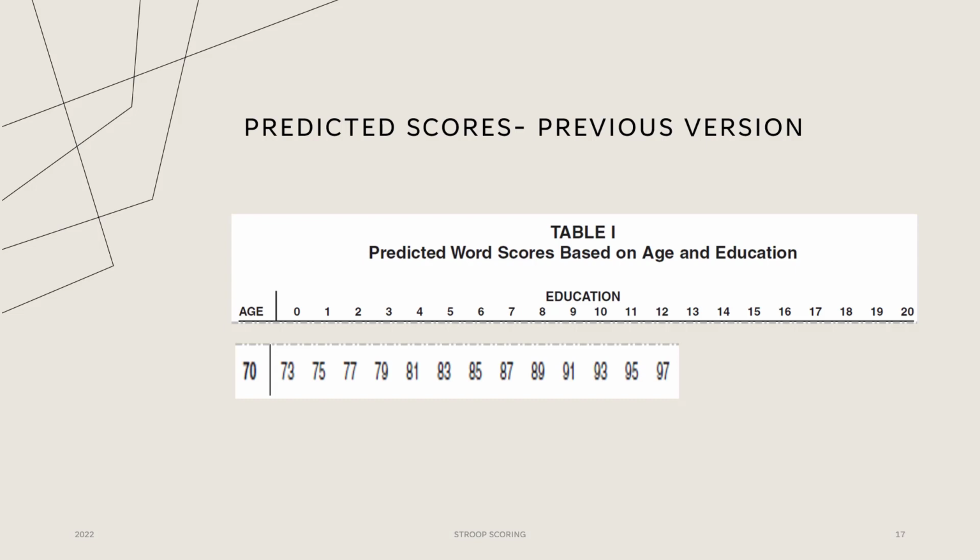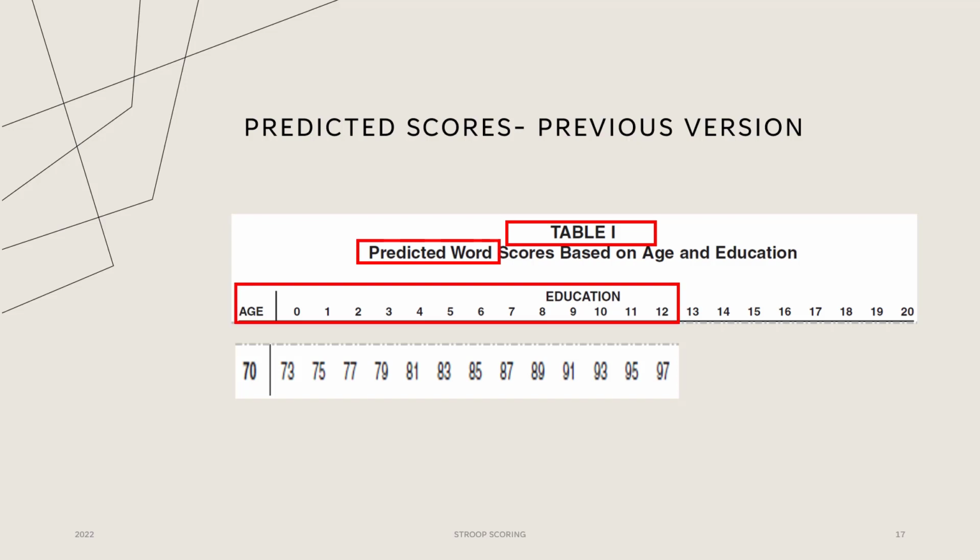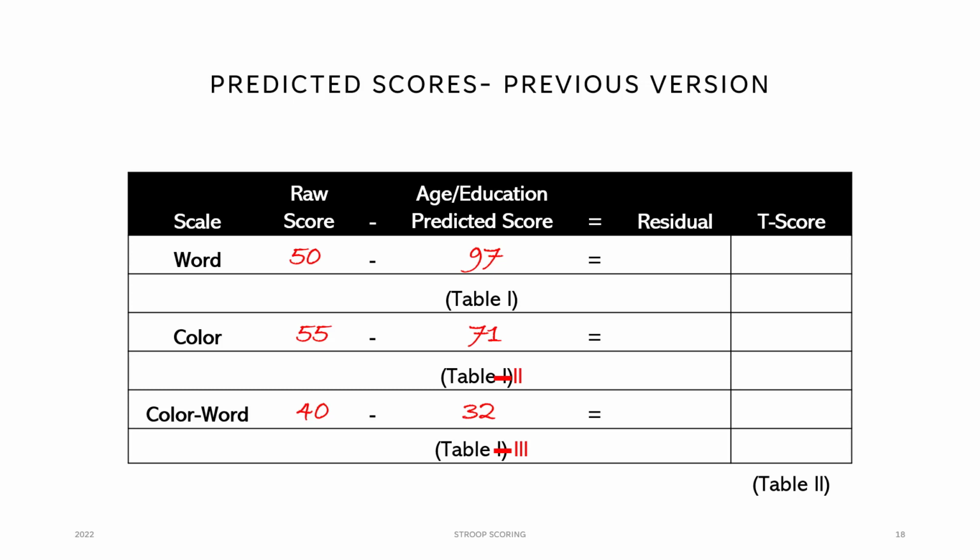And then, as I mentioned, if you were using the previous version of the test, each score is listed on a different table. So table 1 lists the predicted word scores. These are based on age and education. And as I noted, it's by the year. So age 12 corresponds to a high school graduate. So we'll look in that column and we'll look at where the age row matches, in this case 70, and we'll see that there's a predicted word score of 97 for this individual. We'll do the same thing for each of the tables. I've noted where the table numbers are different.